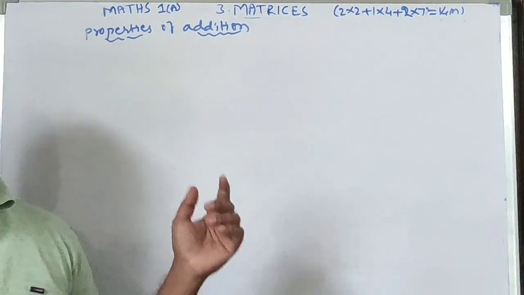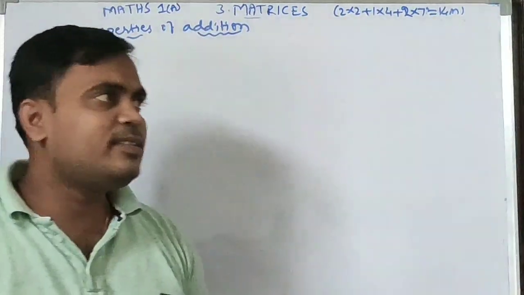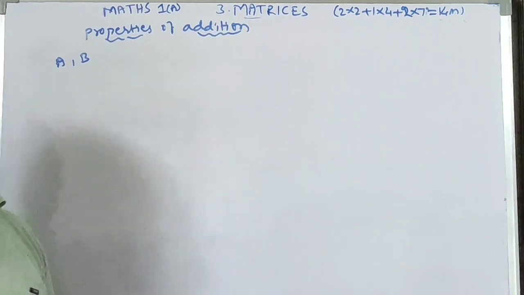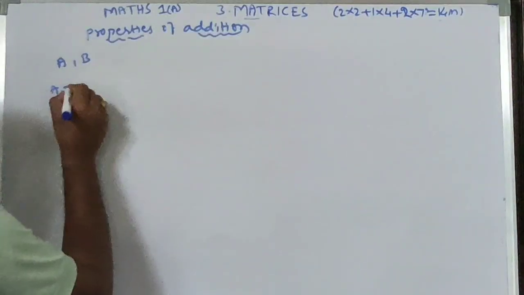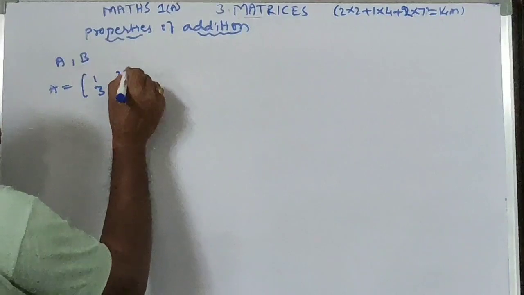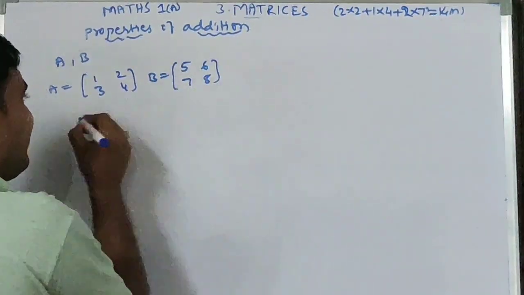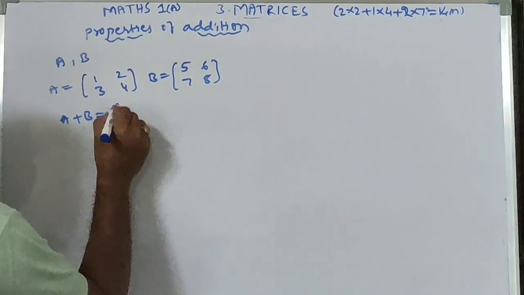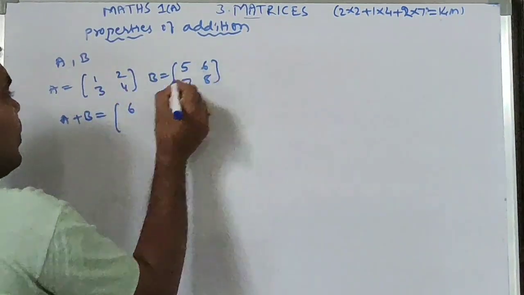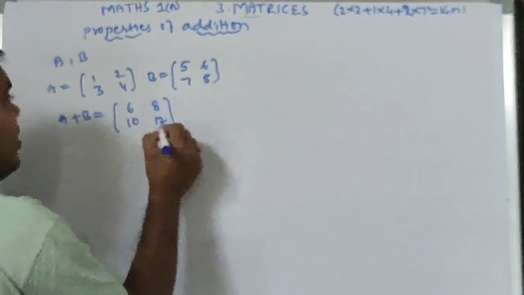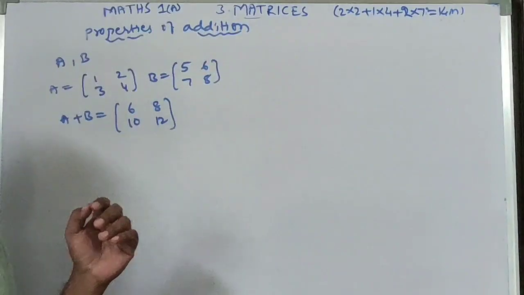Properties of addition. Let us consider two matrices A and B. The sum of two matrices is again a matrix. A is 1, 2, 3, 4 and B is 5, 6, 7, 8. If we take A plus B: 1 plus 5 is 6, 2 plus 6 is 8, 3 plus 7 is 10, 4 plus 8 is 12. So we should add the corresponding elements.